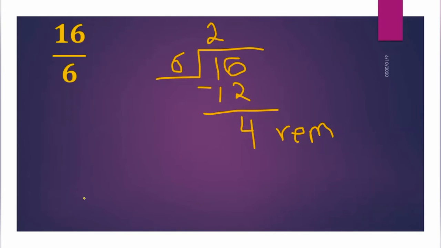I will write now the mixed number, the number in the top, this is the whole number, and 4 in the top of the fraction because this is the remainder, and keep the same denominator as we discussed before. So we change from 16 over 6 into mixed number 2 and 4 over 6.